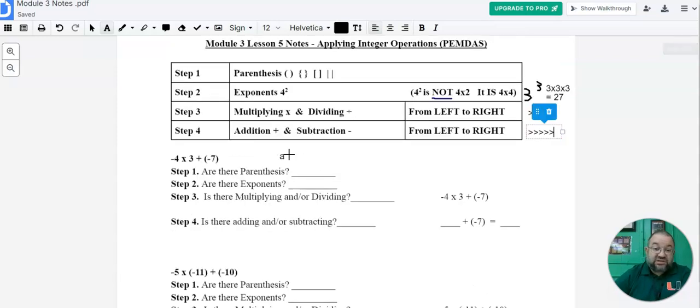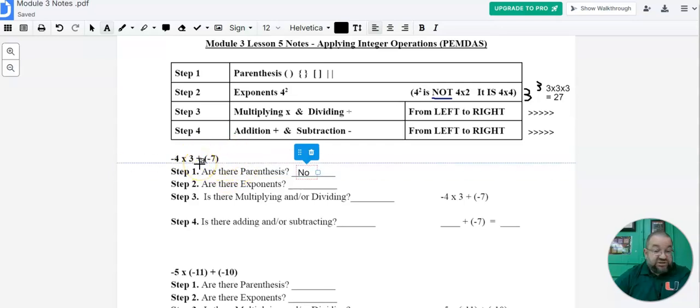So first question asks us, are there parentheses? Well, the answer here is no. Not parentheses that need to be worked out. So I'm going to put in no. Now again, Mr. K, if you're thinking, Mr. Cato, what about this one right here? We said parentheses that need something solved inside.